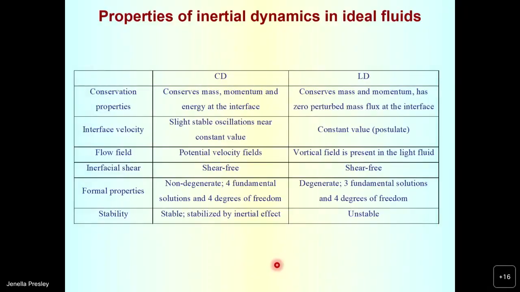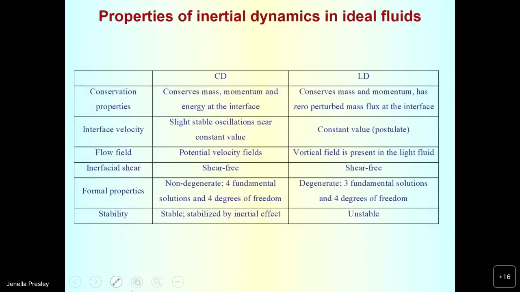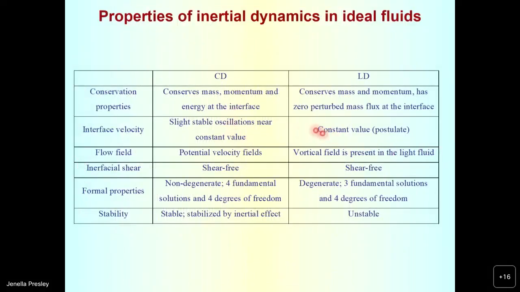Now, there are certainly differences between conservative dynamics and Landau dynamics. In one case, we conserve mass, momentum, and energy. In the other case, we don't conserve energy. In one case, we will have slight oscillations of the velocity near the steady value. In the other case, we have a postulate. In one case, we have a potential flow field, which would be for the conservative dynamics. In the other case, a vortical field is present. We have shear-free dynamics in both cases, and we have different mathematical properties, such as non-degenerate dynamics in one case and degenerate dynamics in the other. We have stable dynamics in one case and unstable dynamics in the other case.